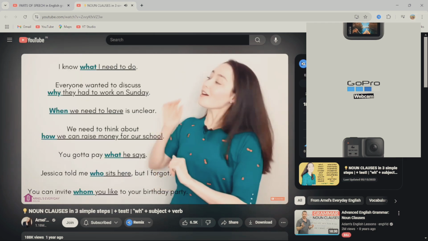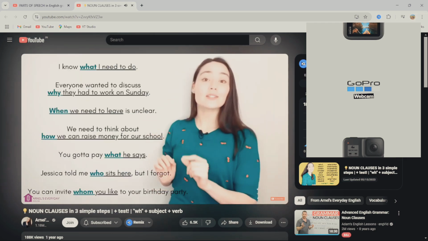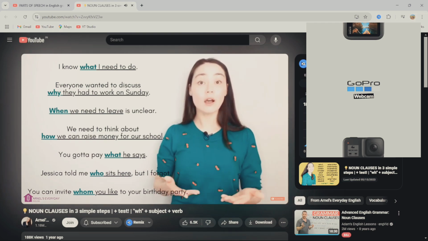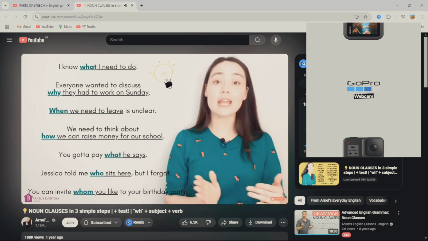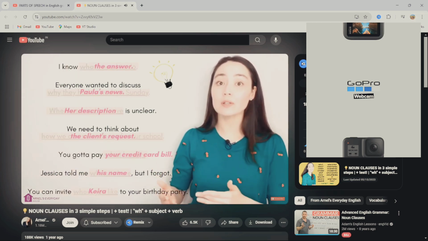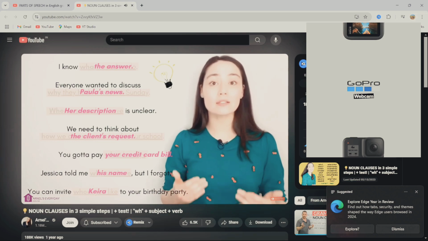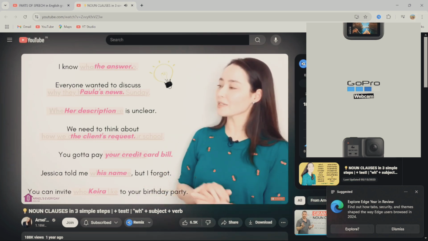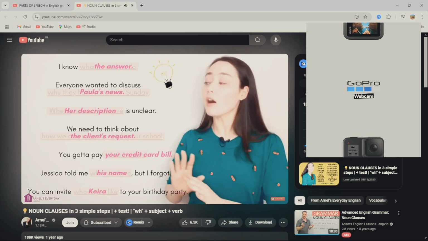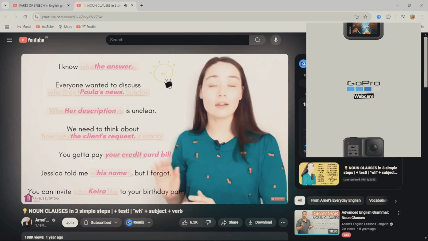Okay, here are all of the sentences we've looked at so far. If you're having trouble identifying a noun clause, you can do a little test. If you remove the noun clause and replace it with a normal noun or pronoun, your sentence will still make sense. Take a look. I've chosen kind of random nouns to fill in those spaces. And you can see all of these still make sense.